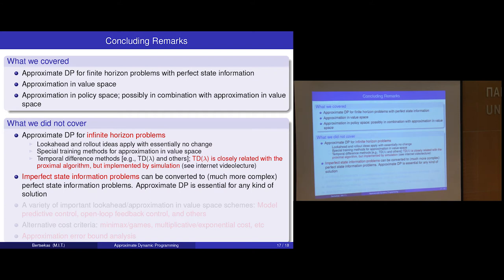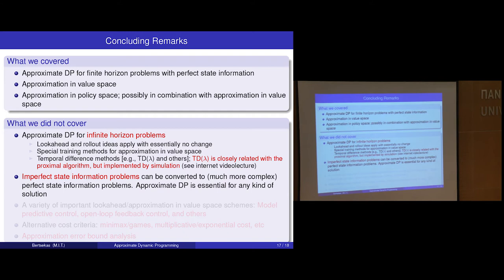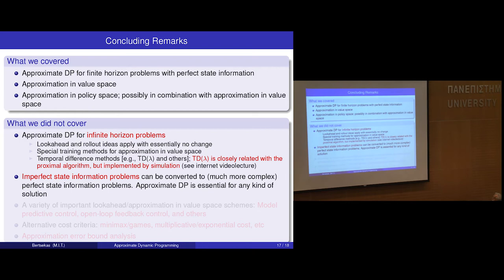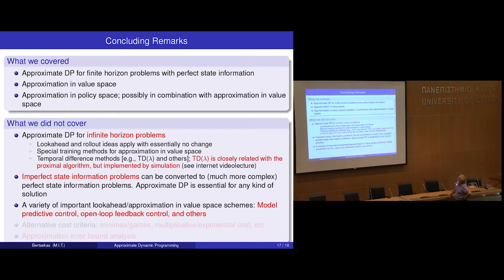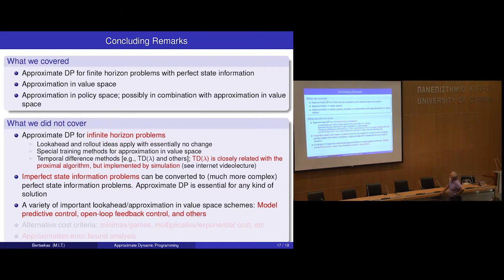And there are people who work intensively in these areas because very often in practice you have imperfect state information. You cannot measure the exact value of the state. You have only some noisy information or something like that. Okay, so there are some other approximation in value space methods that we haven't talked about.